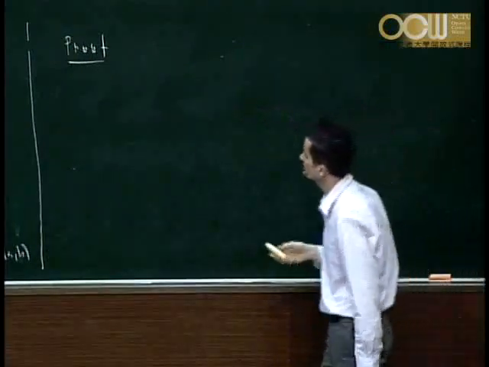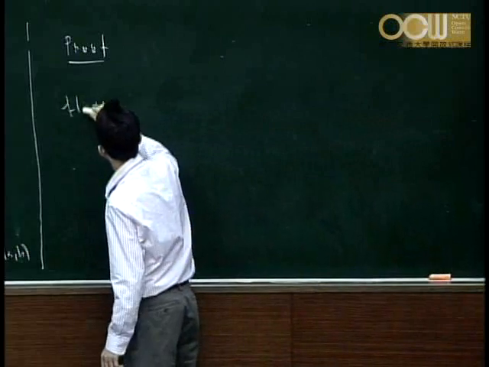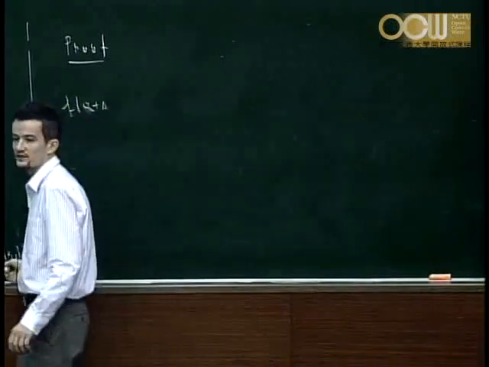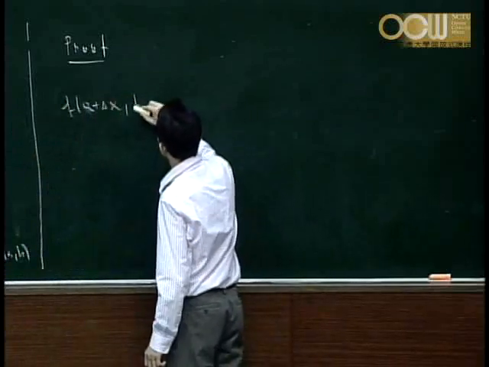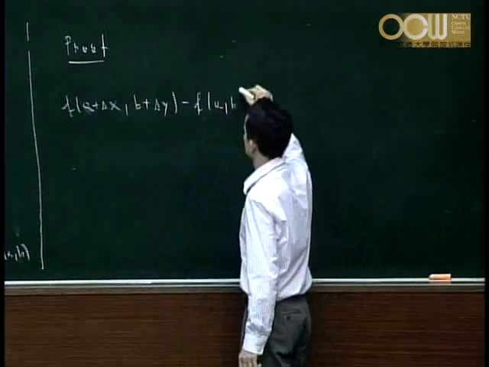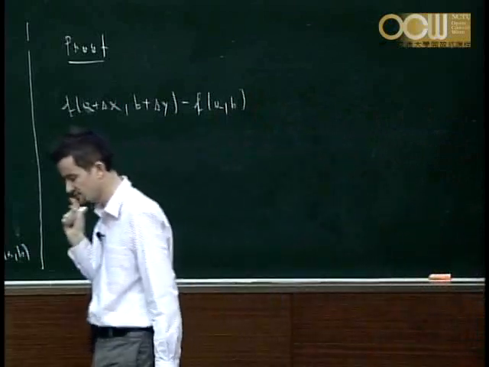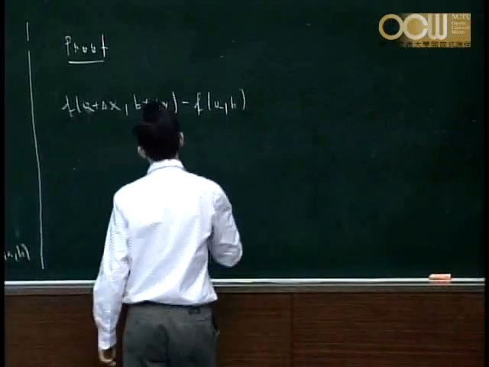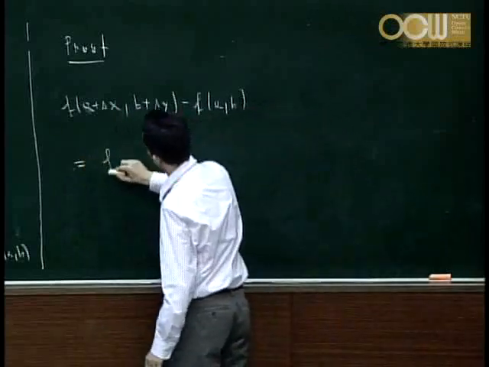So we have to look at f of (a plus delta x, b plus delta y) minus f of (a,b), because (a,b) is the point we are interested in. Now the trick is to rewrite this in the following form. So you write this as, so you add something.